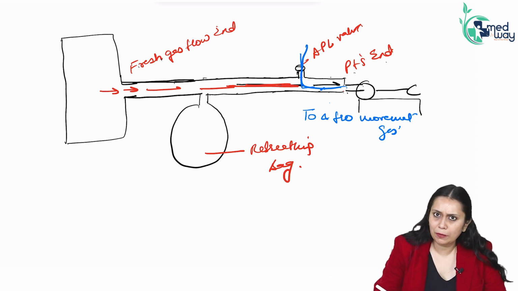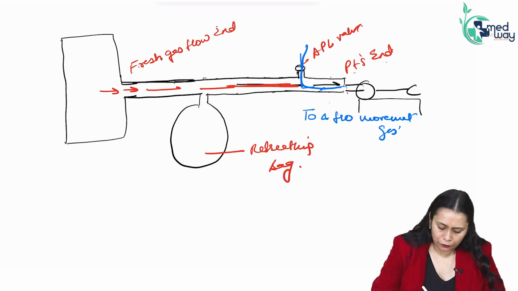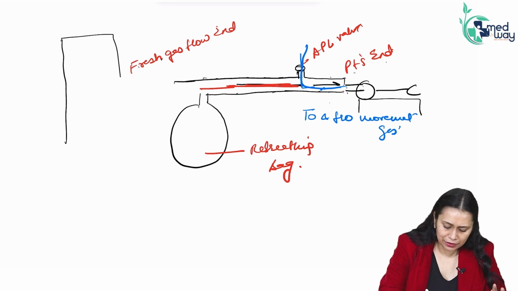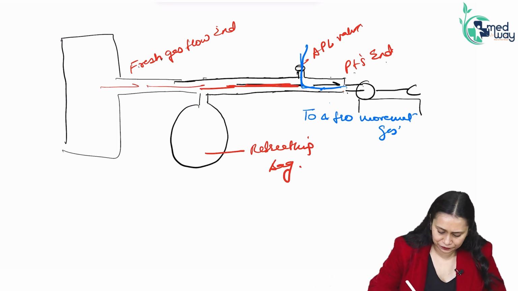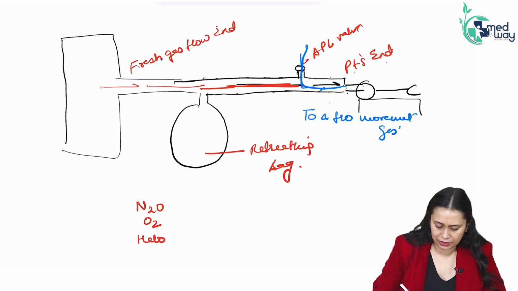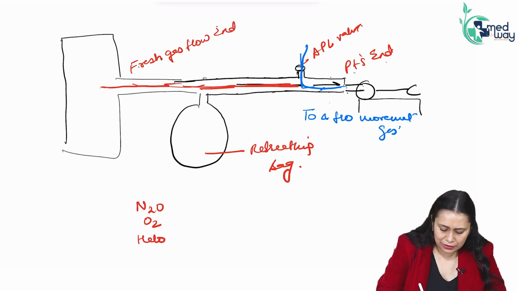So this is your Mapleson circuit. Let us discuss how it works. From machine end, fresh gas flow enters the circuit, right? Now what is there in the fresh gas? Let's say it has nitrous oxide, oxygen and halothane in it, an inhalational anesthetic. So this is entering the circuit.